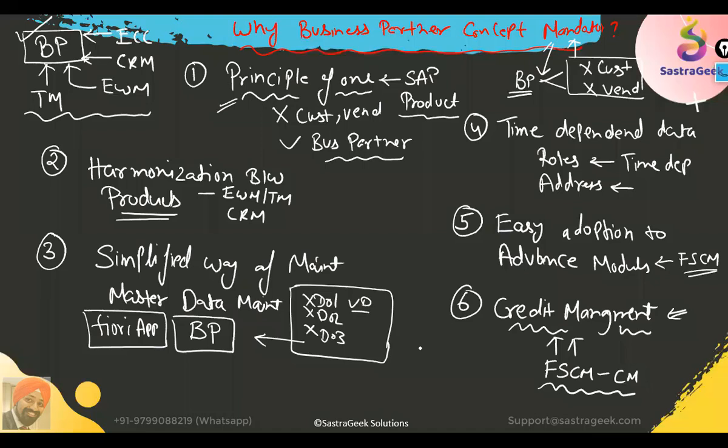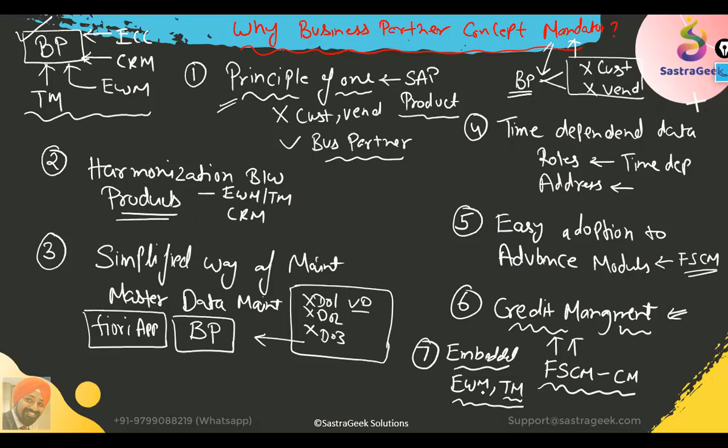And one more reason is that a lot of things are now going to be embedded. For example, embedded EWM and embedded TM work on the business partner concept. For these embedded modules, the technical architecture is much easier. If the whole S/4HANA itself works on the business partner concept, the embedded EWM and TM technical architecture has been highly simplified because of that concept.